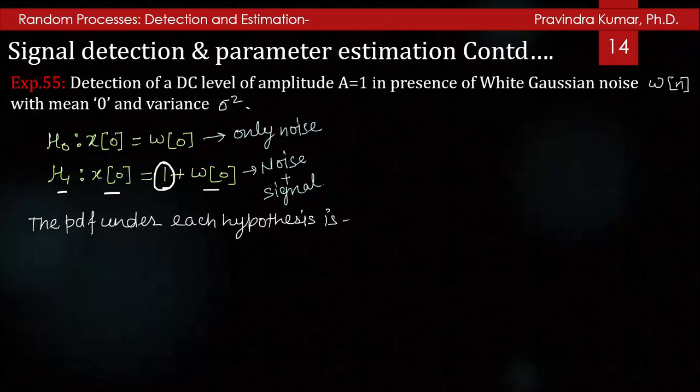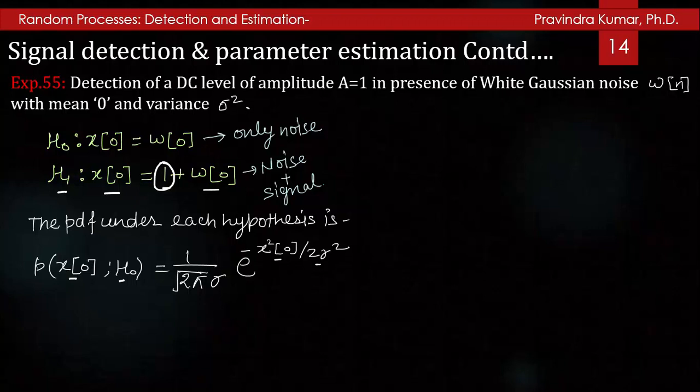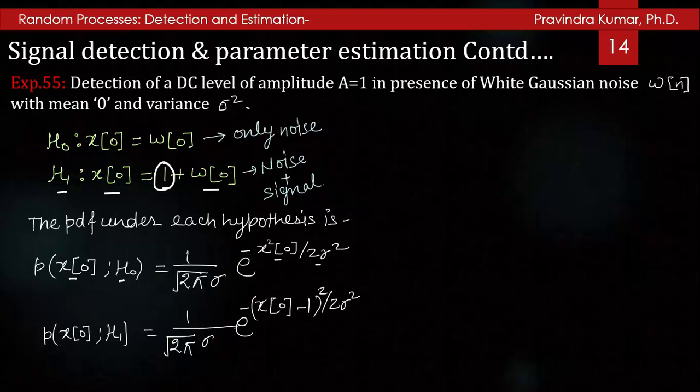The PDF under each hypothesis: the probability of the observed sample x0 when H0 is true is 1 by under root 2 pi sigma e to the power minus x0 square upon 2 sigma square. And the PDF under H1 is 1 upon under root 2 pi sigma e to the power minus (x0 minus 1) whole square upon 2 sigma square. Here 1 is there because the mean value is 1, that is, the signal is present in the noise. The DC level is A equal to 1, so this is the mean value A.